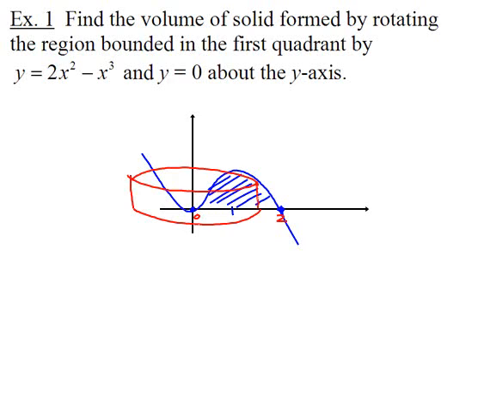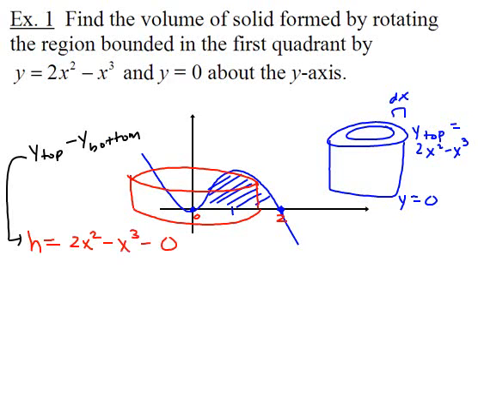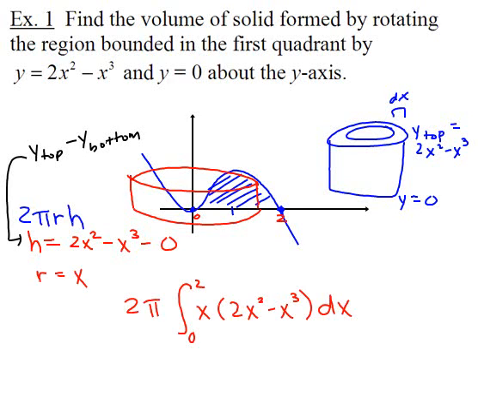The cylindrical shells would wrap around the axis of rotation. Sketching a cylindrical shell away from this graph, the thickness of the shell is a horizontal measurement, so we're working with dx here. The top of the shell is always going to hit the blue graph. So what y equals at the top is 2x squared minus x cubed. The bottom of the shell will hit the x-axis, so y equals 0 at the bottom. The height of the shell is y top minus y bottom, or 2x squared minus x cubed minus 0. The radius of the shell is x.